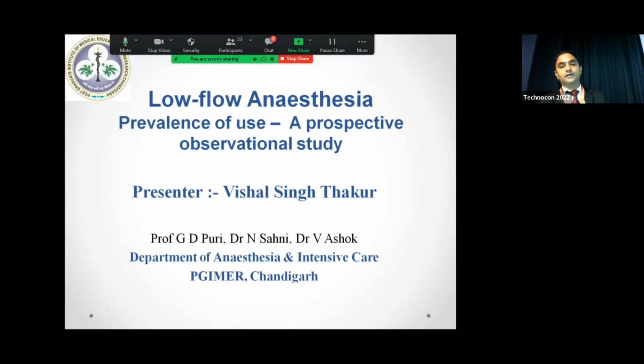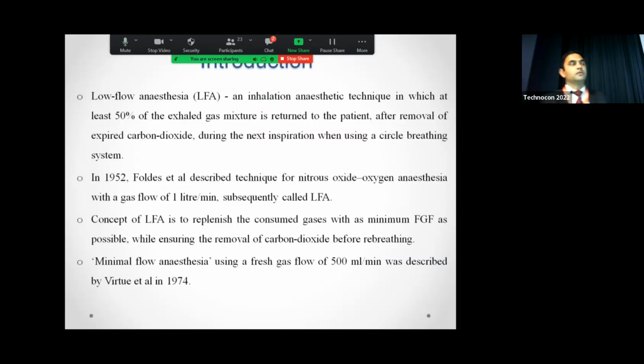Today, I am presenting my study topic, that is the prevalence of use of low flow anesthesia in our institute. It was a prospective observational study. So let me introduce a little bit about low flow anesthesia.